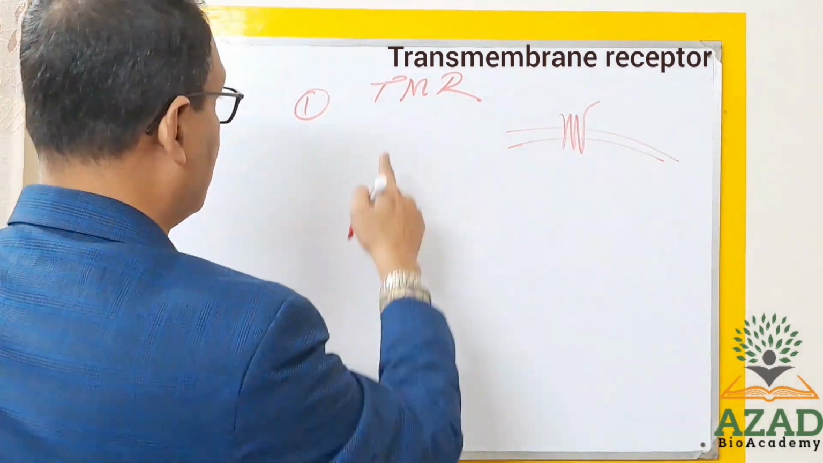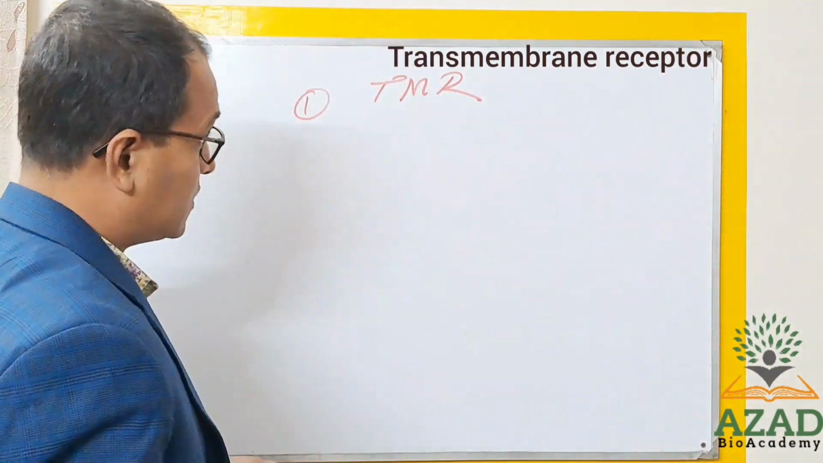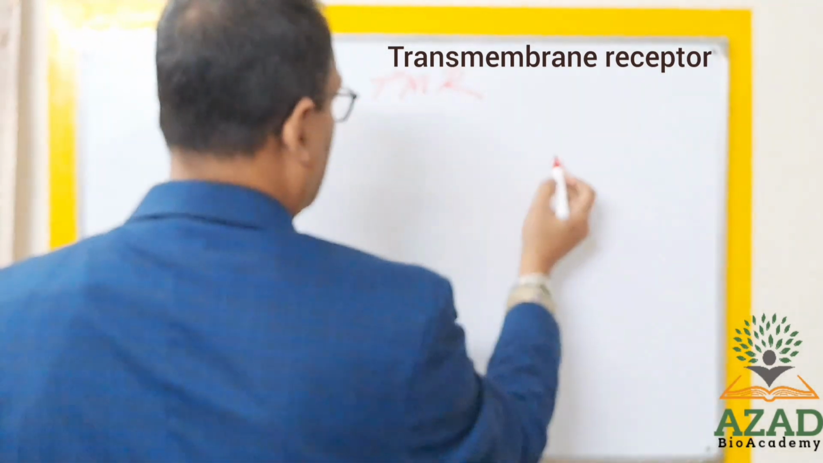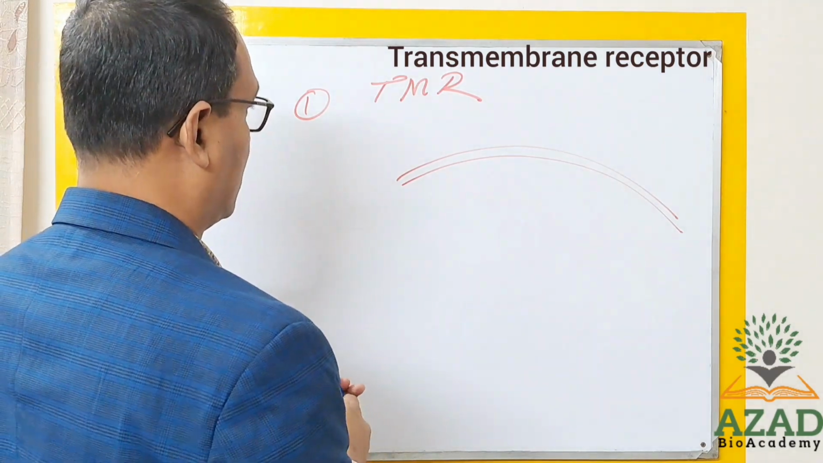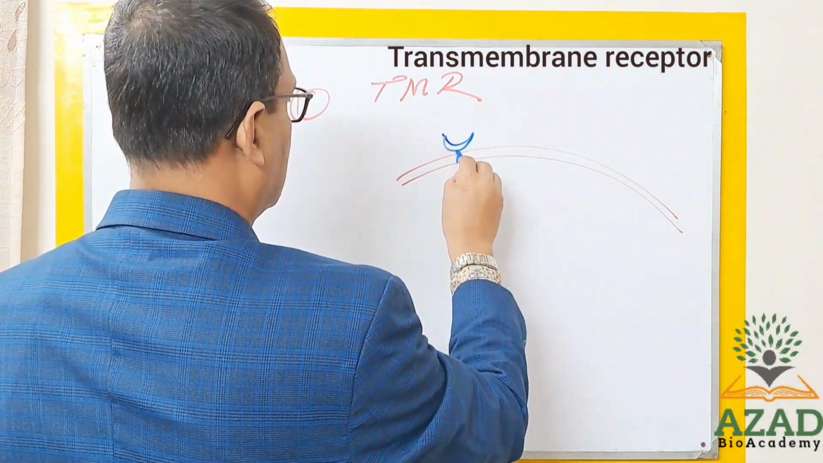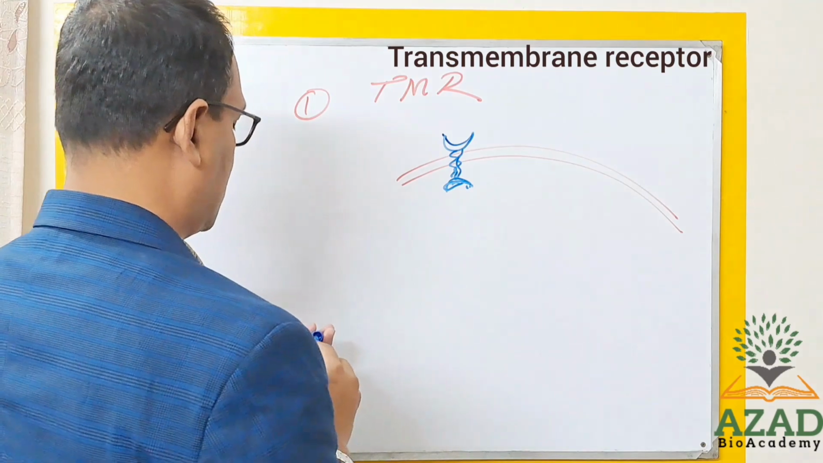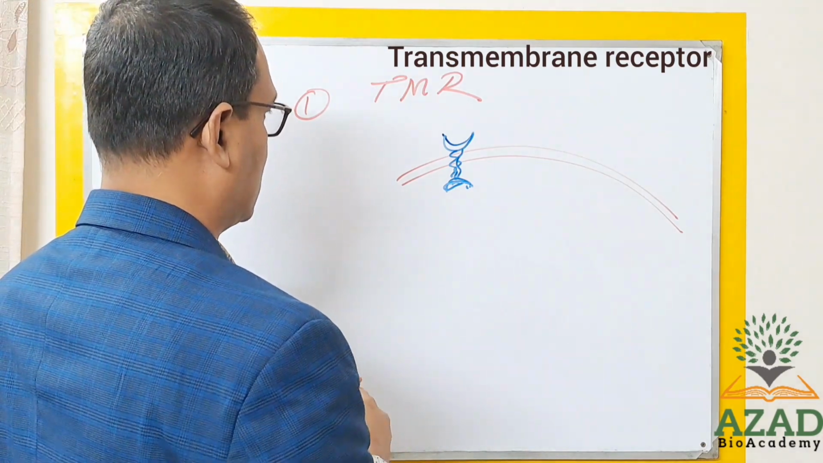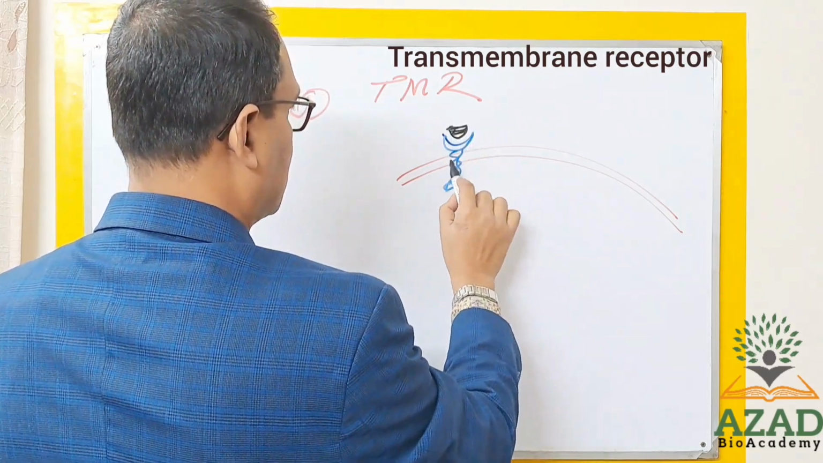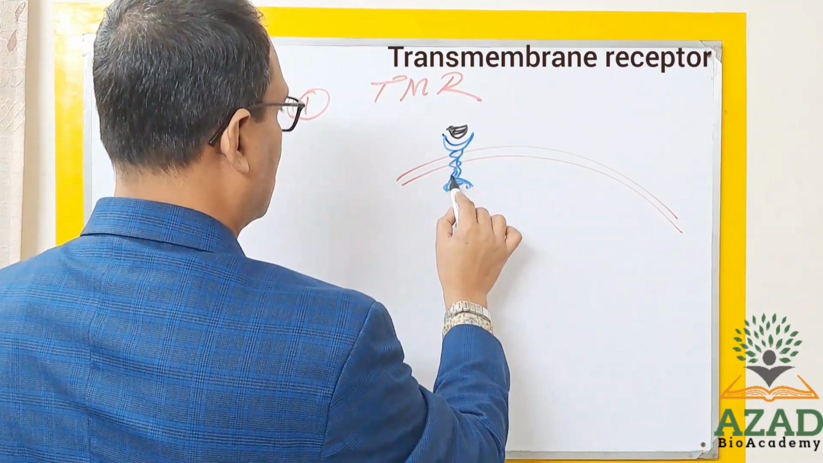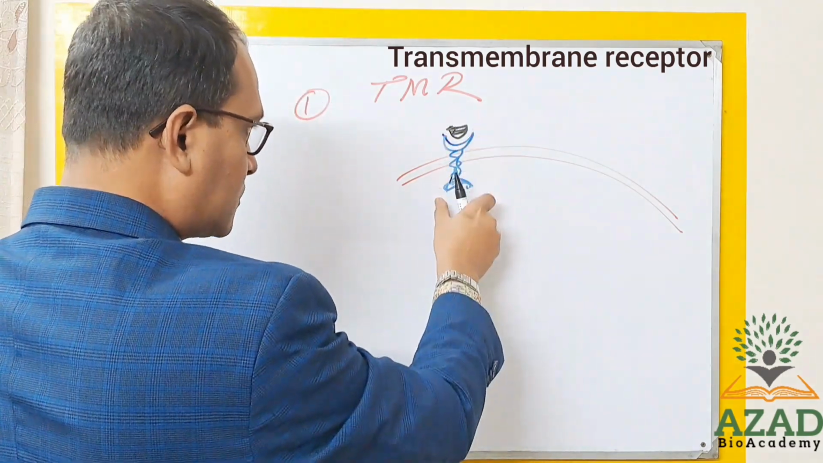So come to the point, first of all, one pass receptor or single pass receptor. If you think this is a membrane, it will pass one time. So this is a one pass receptor. This is the binding domain, here the ligand will bind. And this is the cross membrane sequence, and this you can consider as the response signal or C-terminal. So that is the receptor.